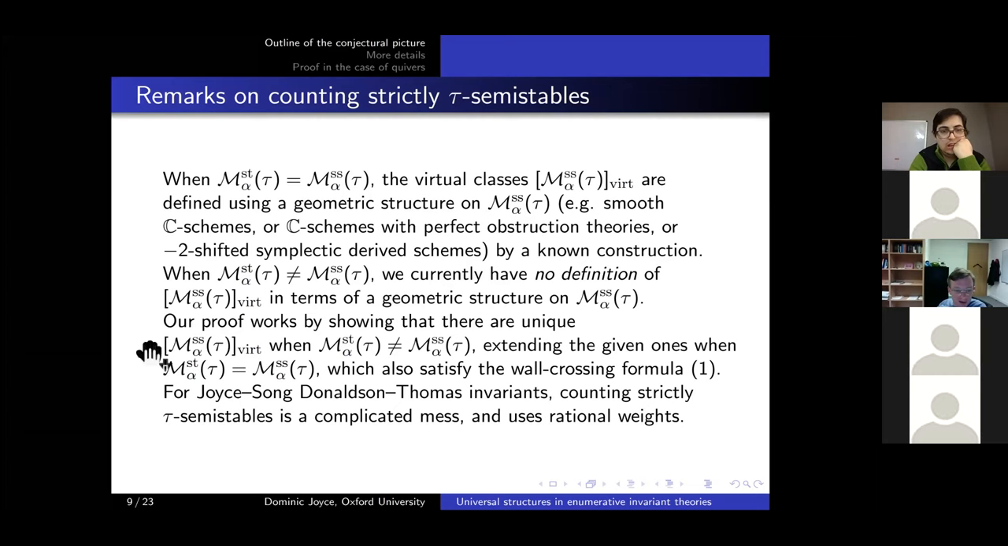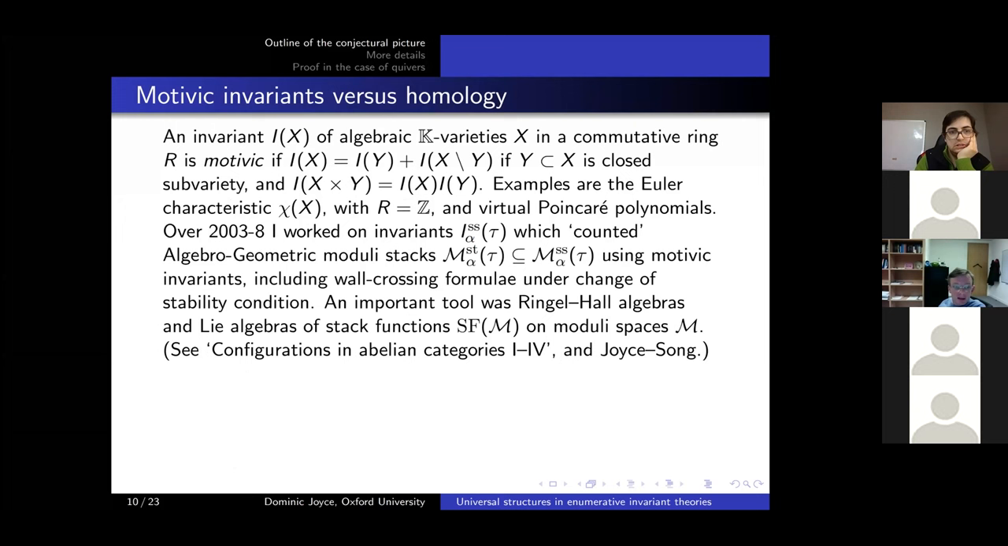In the Joyce-Song or Kontsevich-Soibelman-Donaldson-Thomas invariants, there is a geometric definition of what these invariants are, and it's a complicated mess involving rational weights. But what I'm doing here is in terms of virtual classes, and it's not pointwise local in the same way that the Donaldson-Thomas story is. Okay. Let's talk about motivic invariants.